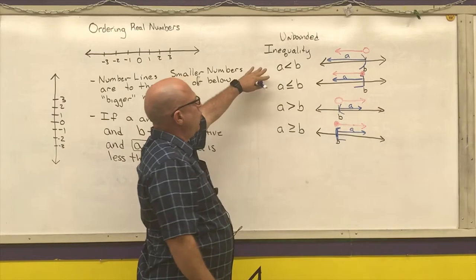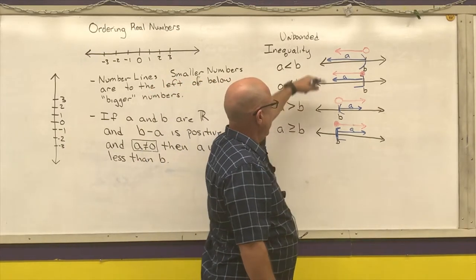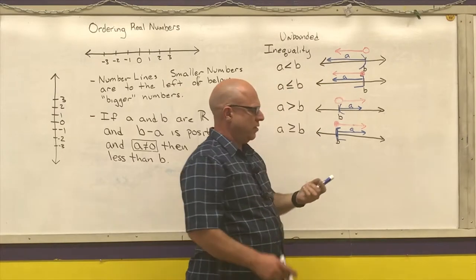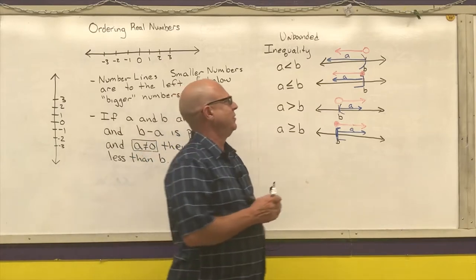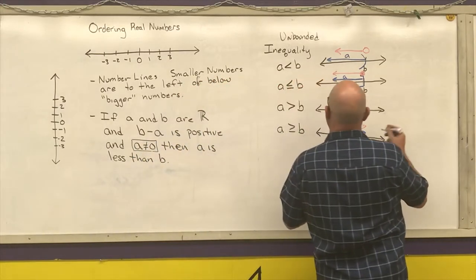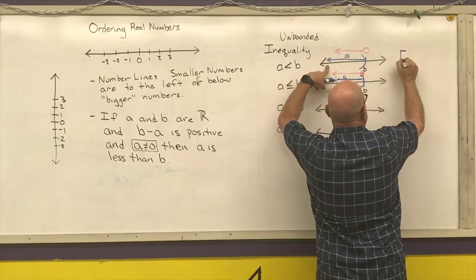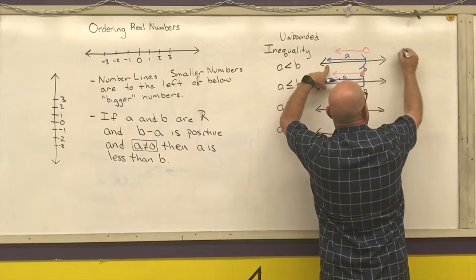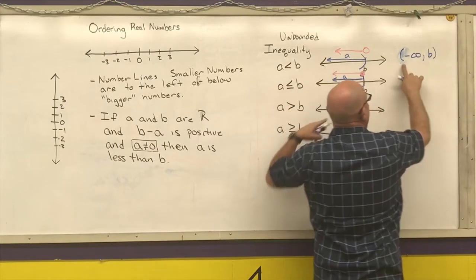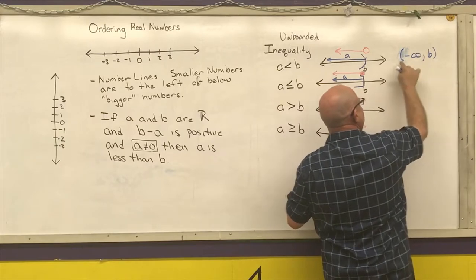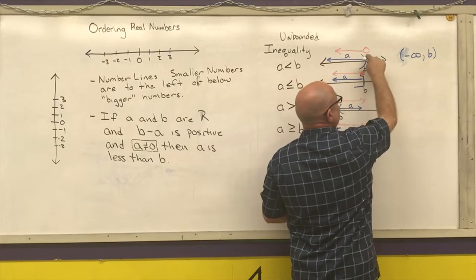Okay, one way I can represent it is on the number line, but the way you're going to see it more and more in math classes is interval notation. This one would say that A goes from negative infinity up to B. I use round parentheses because I can never get to negative infinity, which is all the way over here to the left, and I never touch B.